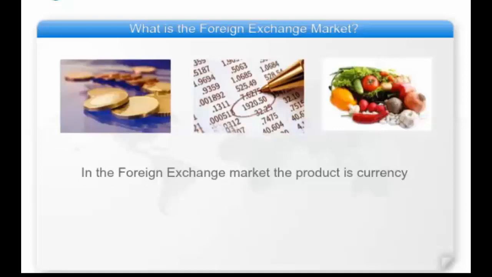Currency exchange rates are uniform throughout the whole world. If the exchange rate of the euro in relation to the US dollar is 1.5220 in London, it'll be 1.5220 in Congo, New York, Australia, and Hong Kong.